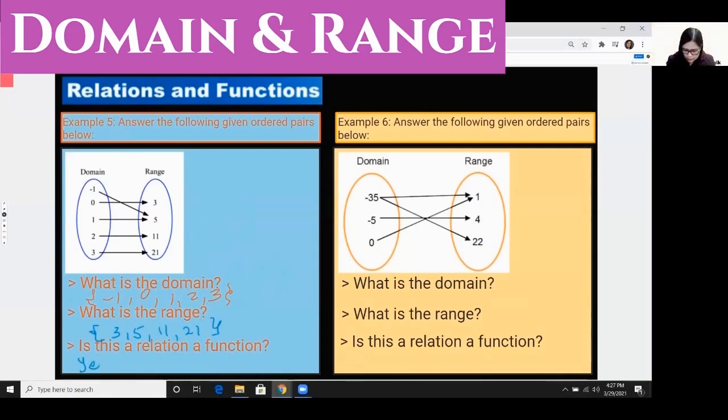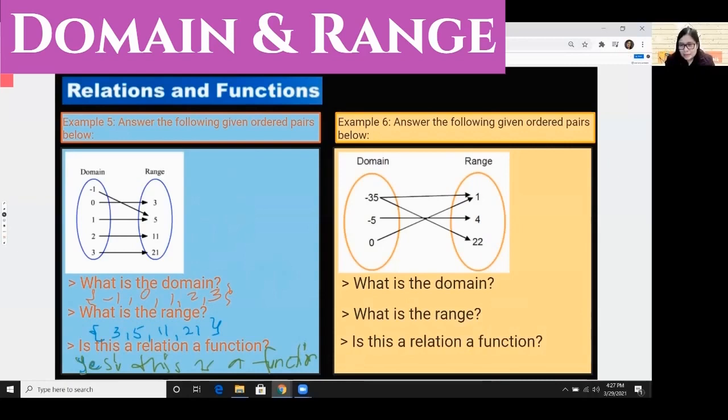So therefore, this is a relation. Let us use a green font, by the way. So yes, this is a relation. This is a function. Yes, this is a relation and this is a function.